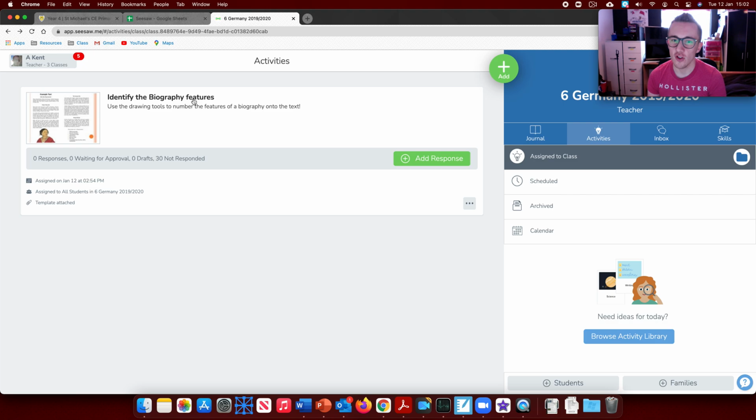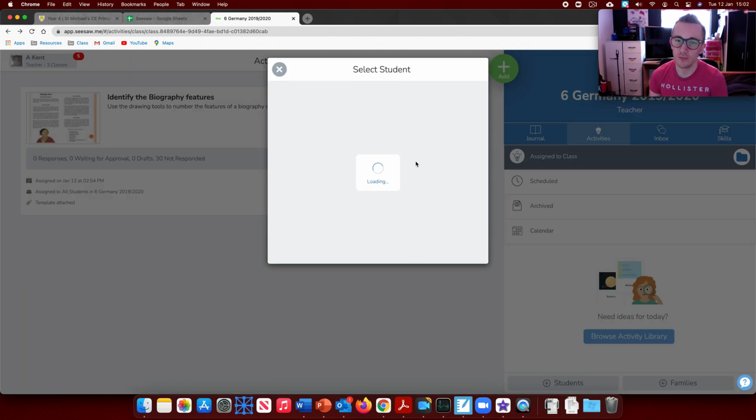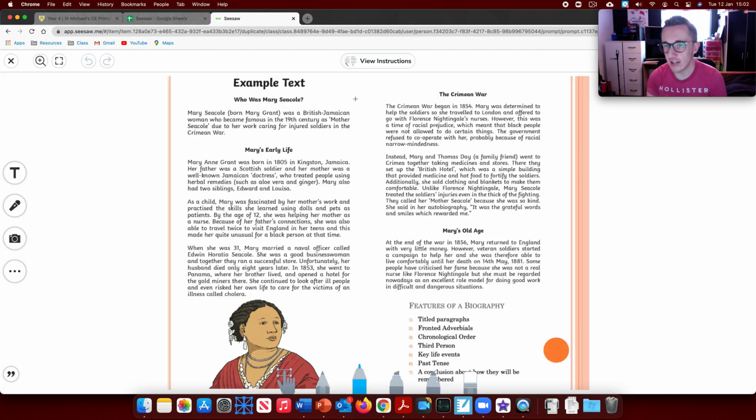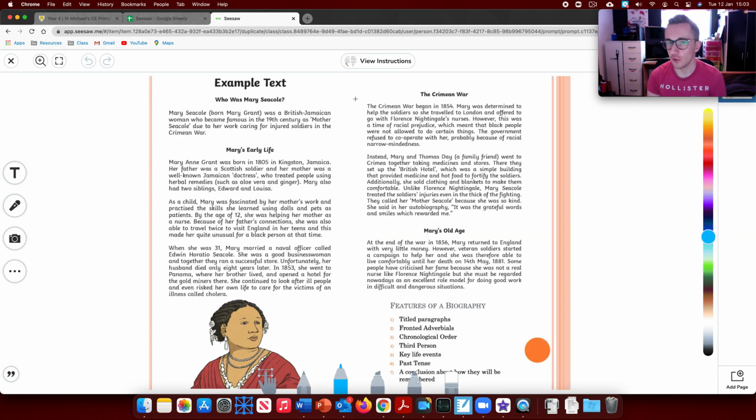Identify the biography features. If you press Add Response, I'm going to pretend to be a student. You will obviously only have your option for you. It's got the text, and you've got your drawing tools. So you can look at the features, right, titled paragraphs. I'm going to use my pen, change the colour, whatever I want to do. I'm going to have number 1, right, titled paragraphs. Okay, perfect. So I'm going to draw number 1 there, or I could type number 1 if I wanted to. It's entirely up to you. Go through, you can highlight bits as well. So if, for example, I wanted to highlight that, I can do.